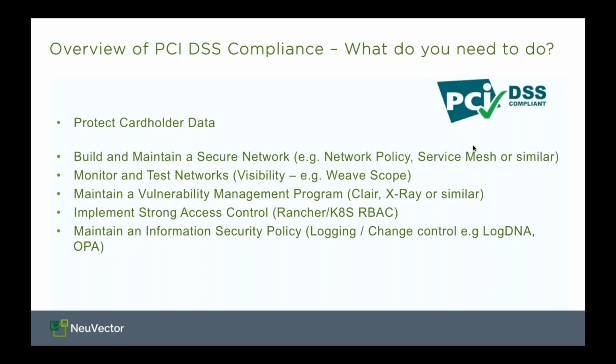Implement strong access control, right? So you can use Rancher and Kubernetes RBAC, which is a really good way of providing role-based access control and making sure that people have access to certain namespaces, but not broad admin access. And then finally, you've got to maintain an information security policy and translate it into a Kubernetes world. That means logging and change control. You could, for instance, use LogDNA, or you can use OPA, the Open Policy Agent, for high-level security policy. You've got to consider these tools as part of providing an overall PCI framework.